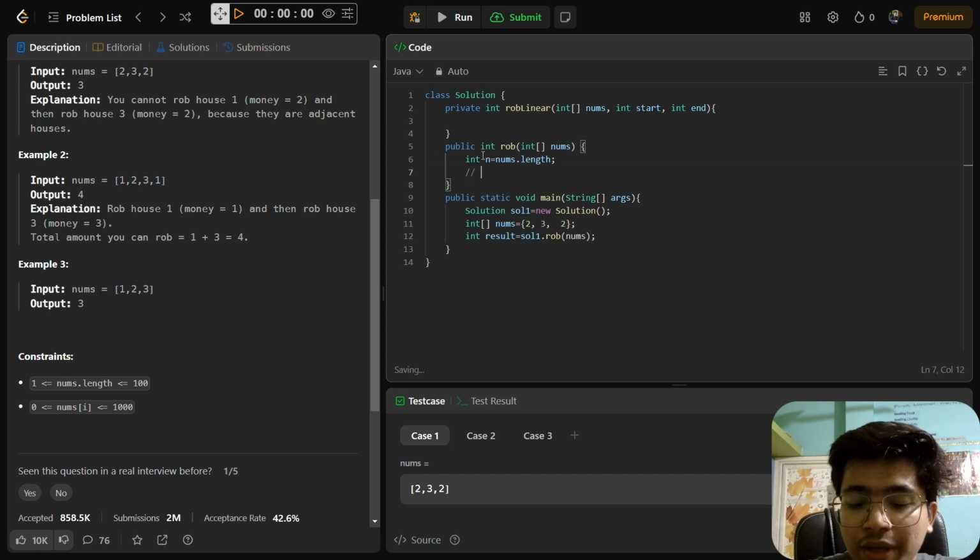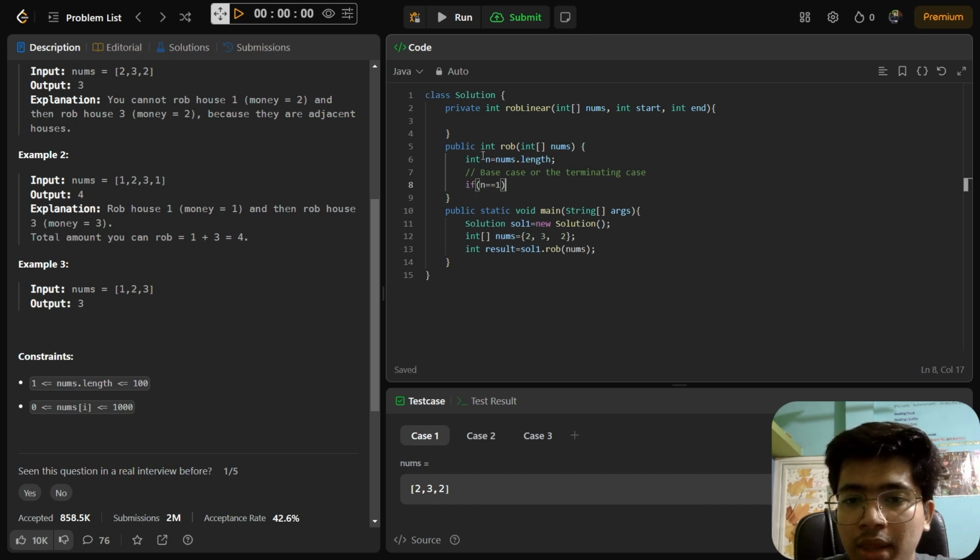Now we'll be handling the edge cases, the base case or the terminating case. I call them terminating for better understanding purposes. Okay, so first we'll be checking if there is only one house. If n equals 1, then we'll simply return the cost of the first house, that is nums[0]. So we return nums[0].